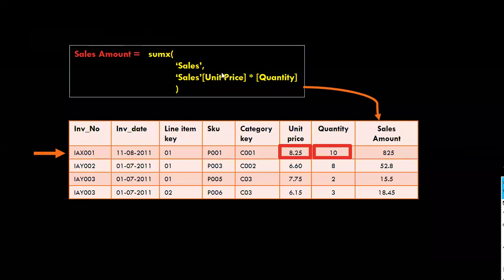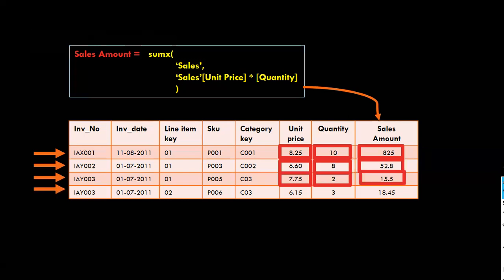In SUMX, the first argument is your sales table, and the second argument is your expression. In this case, either you can use an expression, or simply you can specify sum of quantity or sum of unit price. Look here. Since the function ends with X, it iterates each and every row. First, it goes to the initial row, picks up the unit price, multiplies the unit price by the quantity, and the result gets stored in the sales amount column, and then it goes to the next row. So row by row operation is performed by your SUMX function, hence it is called an iterating function.